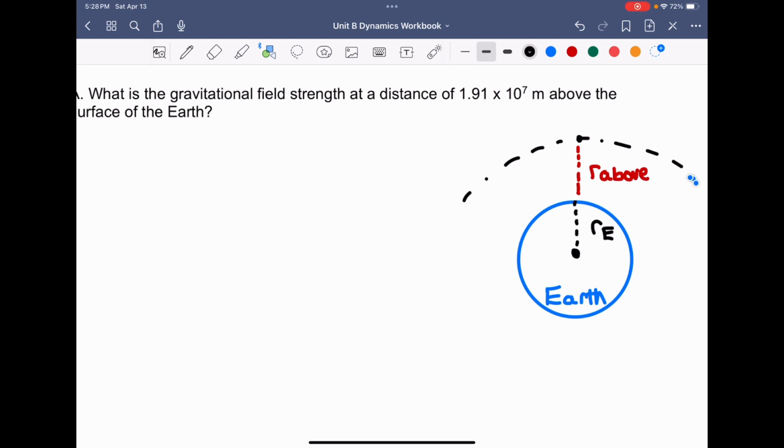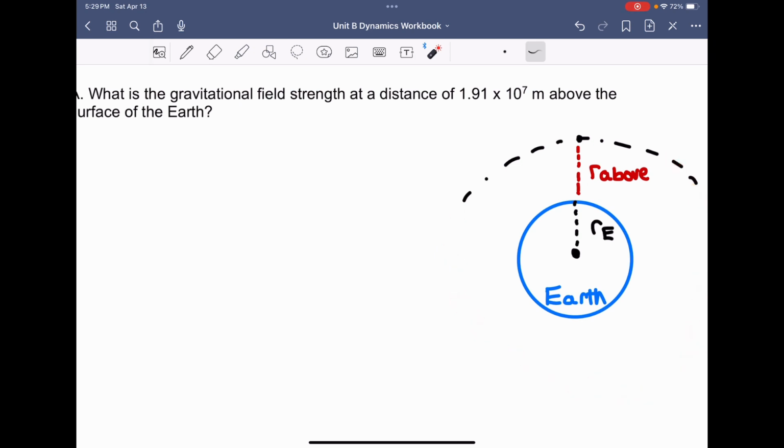This is kind of the area they're looking at, or the GFS in which they want us to consider, is at this region above Earth. What would the gravitational field strength be, no matter what part of the planet I'm on? So necessarily I could be down here, or somewhere over here, but as long as it's on that circumference, we're good.